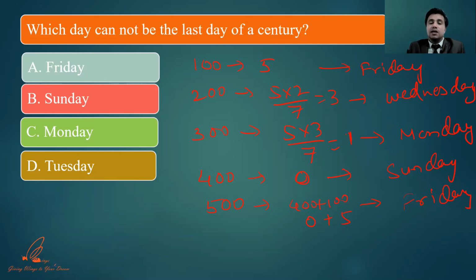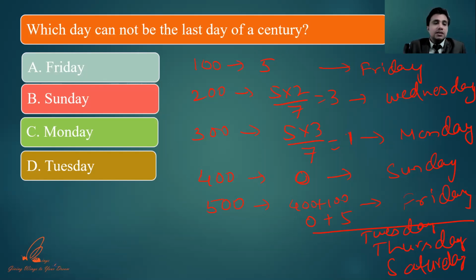It can only be the last day of any century, which means the remaining 3 days, which are Tuesday, Thursday, and Saturday, cannot be the last day of any century. These 3 days cannot be the last day of any century. So here the answer is Tuesday. Let's move on to the next one.